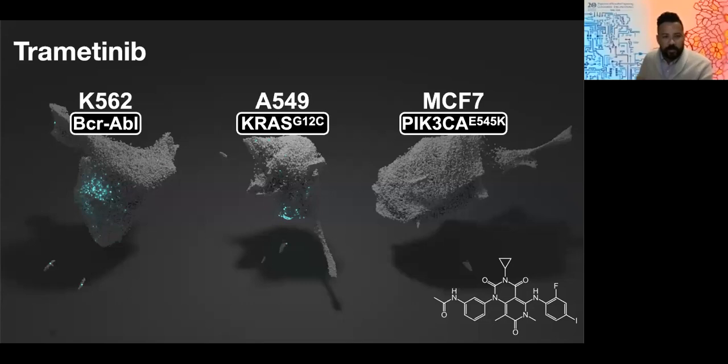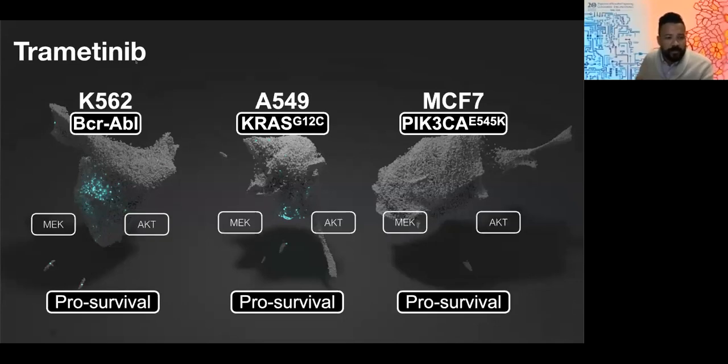Now, this differential response can be explained at least partly by the genetic differences between the cell lines. K562 and A549 carry mutations in upstream regulators of MEK kinase, which is the target of trametinib, whereas the driver mutation for MCF7 is in the PI3K-AKT pathway, a parallel pro-survival pathway. So it does make a lot of sense that we see the strongest response to MEK inhibition for cell lines that have overactivated MEK activity.